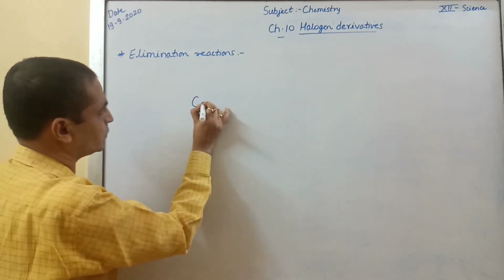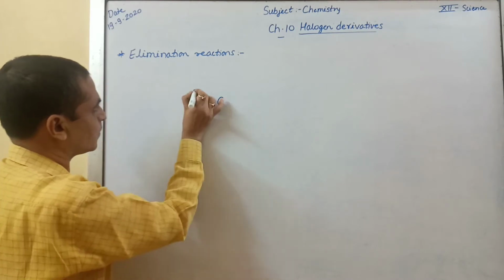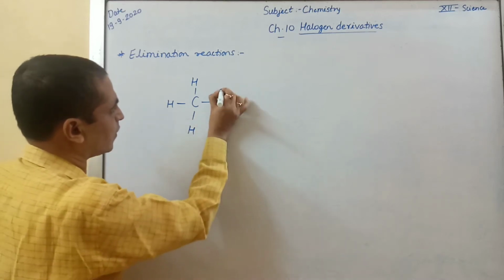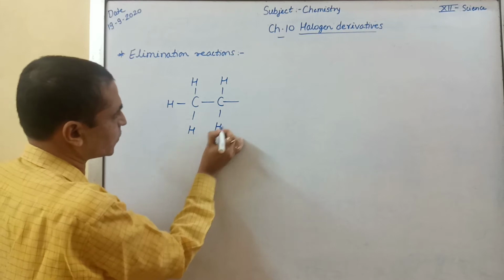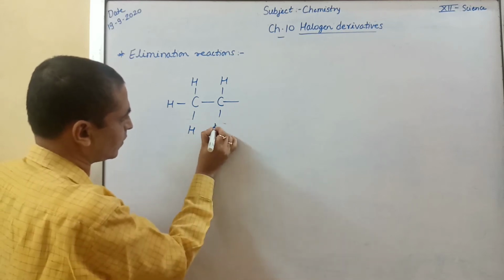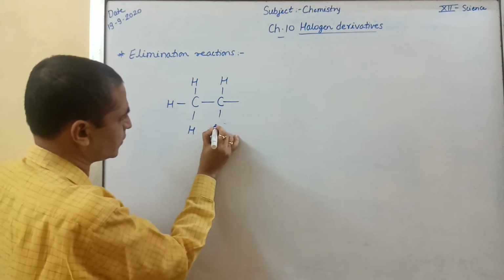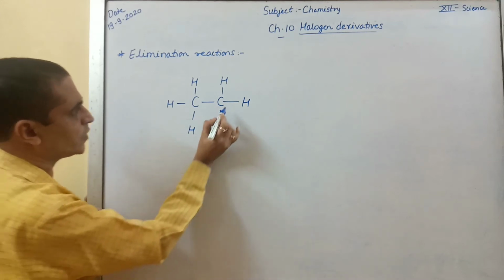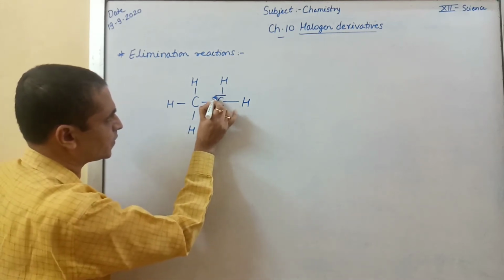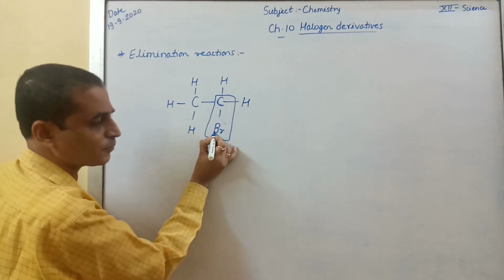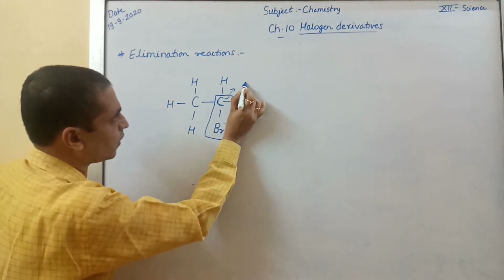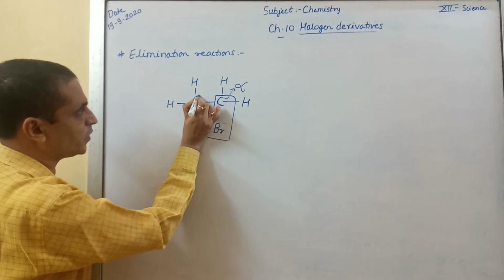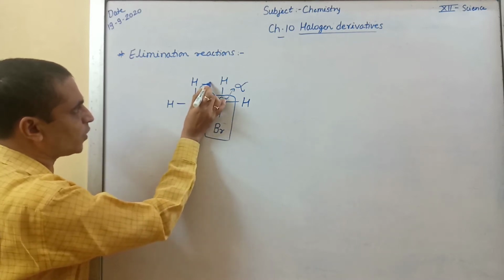I am writing one structure. Try to understand this structure. Suppose here I am writing this. See, this structure is called ethyl bromide. See this carbon atom. This carbon atom is attached to the bromine atom. So this carbon atom is called as what? Alpha carbon. And to this alpha carbon atom, this carbon atom is attached. So this carbon atom is called as what?